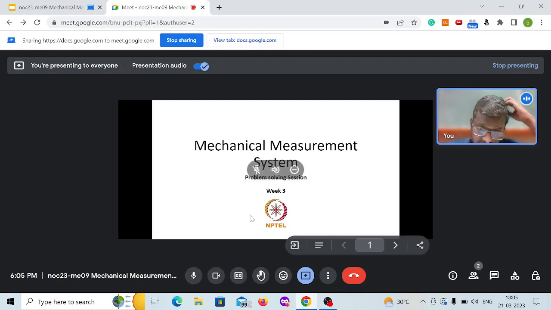Let's start with the third problem solving session. This week includes uncertainty analysis, zero order system, and first order system responses. So I prepared some problems regarding those.